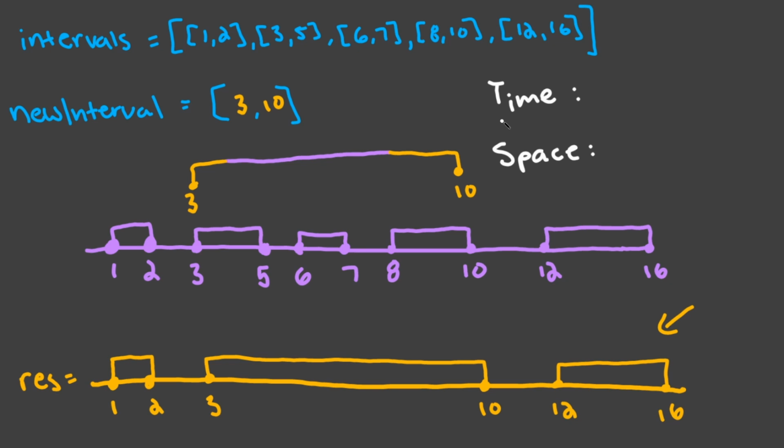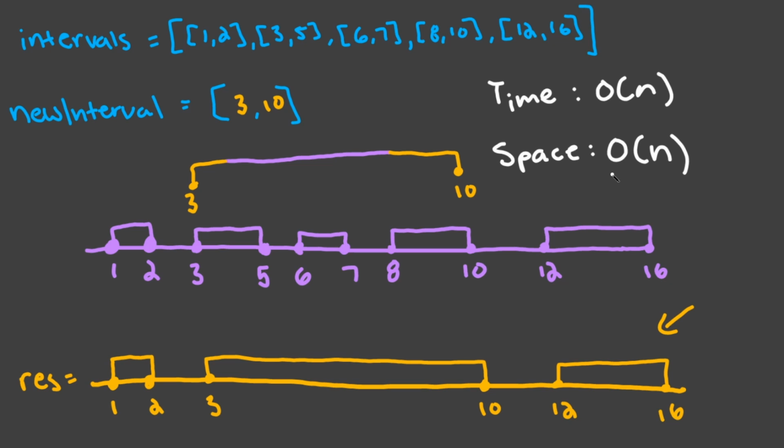So now let's go over the time and space complexity. Our time complexity is going to be O of n, where n is the number of intervals we have, because we have to iterate through all of them. For space, we're going to do the same thing, O of n, because we need to store our intervals. And I'm pretty sure this can be done in constant space, but it would be a more complicated solution that I don't think an interviewer would expect you to come up with.